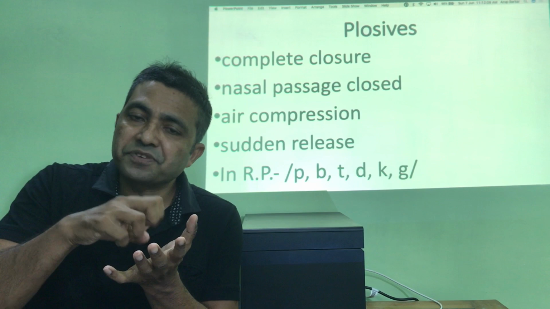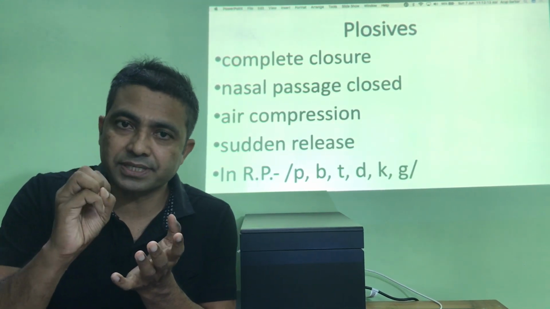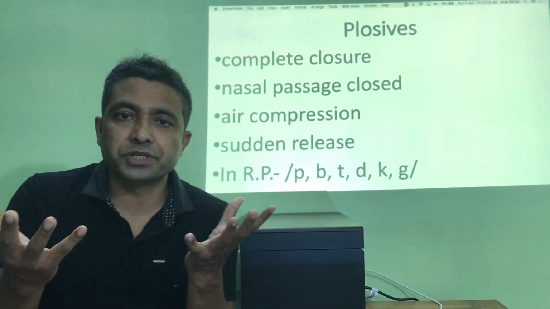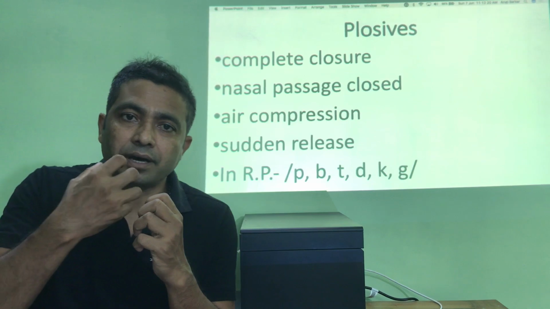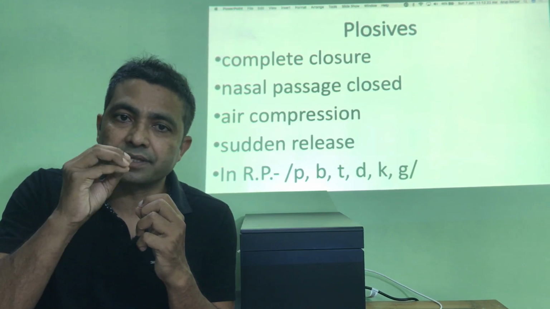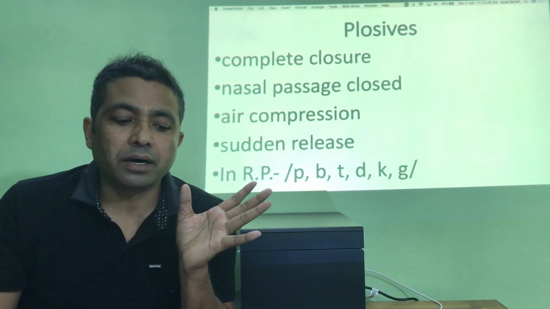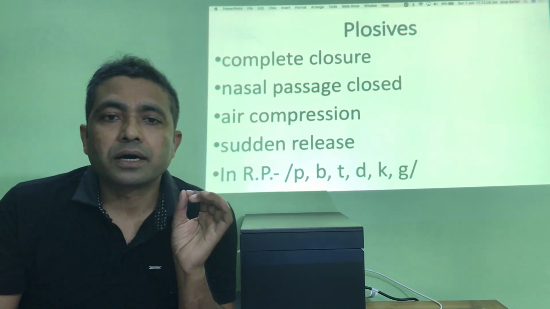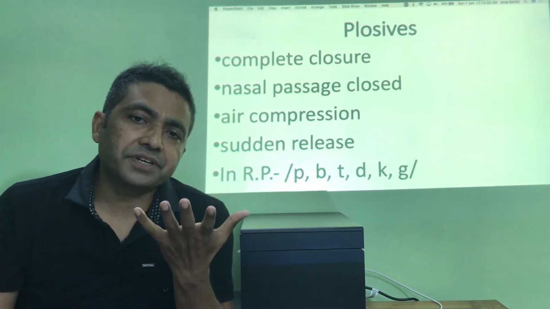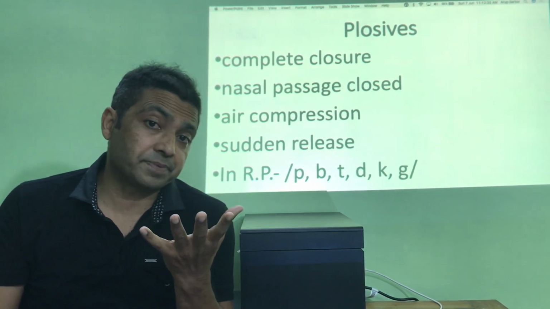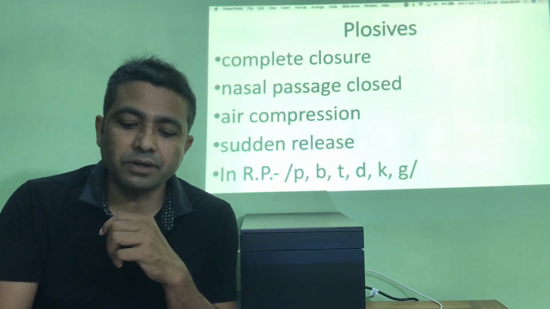And then when sufficient air is there, then there is a sudden release, not slow release but sudden release. So the explosion sound is there. That's why these are called plosive sounds. For example, say air comes and it is closed by the lips and then sudden release. Pa, ba, ta, da, ka, ga. So every time there is some kind of plosive, explosion. Air is blocked, then sudden release. So they are called plosive sounds.